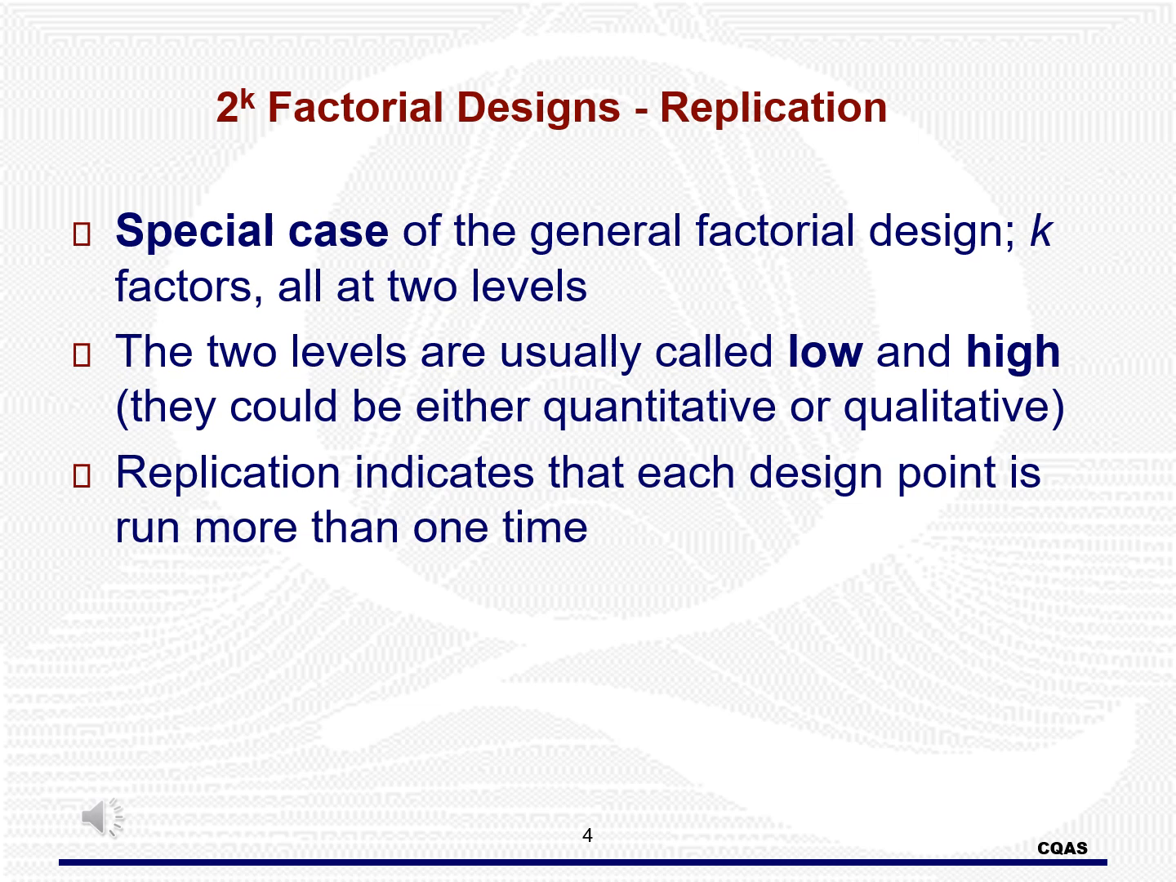This is a special case of the general factorial design. These designs all have k variables, each at two levels. These levels are called low and high. The design is considered replicated because the entire experiment is run more than one time.